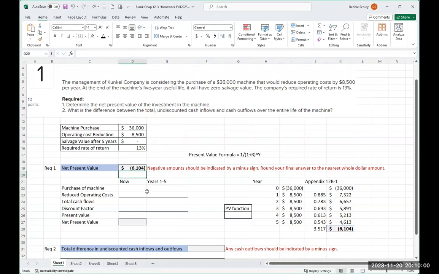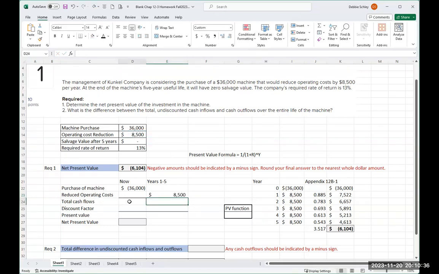Now, a shorter way to do it would be with a chart like this. And the only time you can use this way over here is when every year the cash savings or the inflows are identical. Okay. So the purchase of the machine, which is now, is going to be equals a negative of that machine purchase, so negative 36,000. And then years 1 through 5, that's going to equal the operating cost reduction.